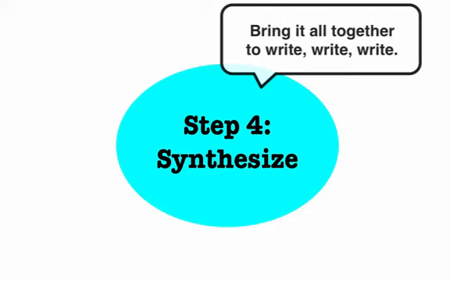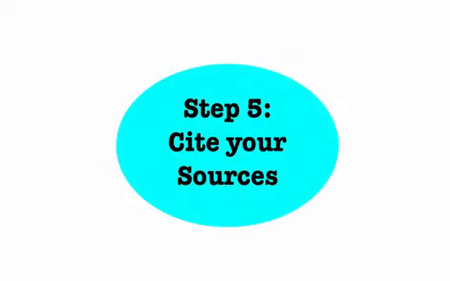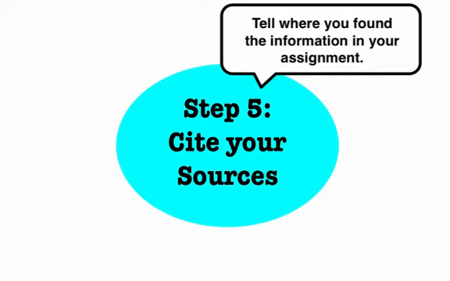Step 4. Synthesize information. This is where the writing happens. You bring all of the information that you gathered and have evaluated together to answer your research question and complete the assignment. Step 5. Cite your sources. Because you are not the expert on the issue, you will need to tell where you got your information. Statements should be supported by in-text citations, and you should have a reference list at the end so that the reader, your professor, can find the sources you used.